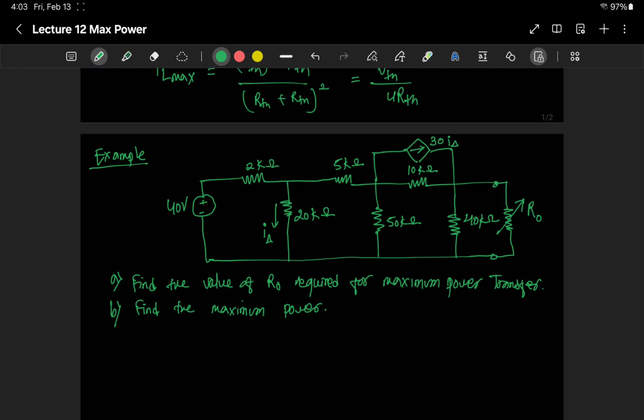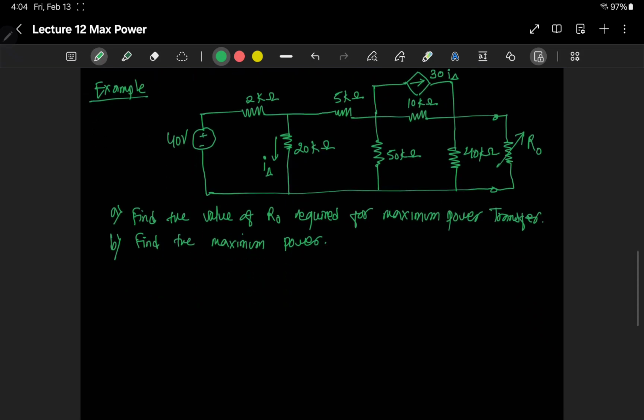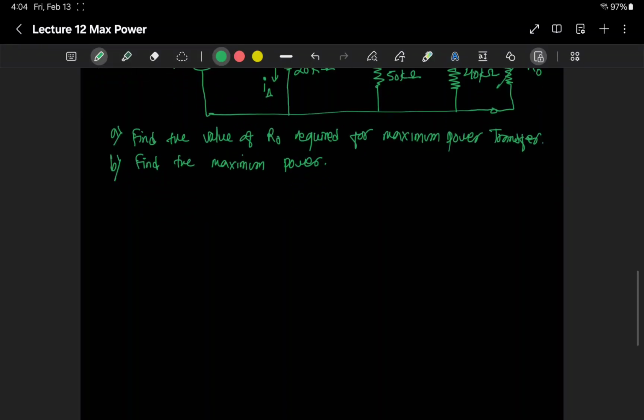how to make the Thevenin equivalent by finding the Thevenin equivalent voltage and resistance. So once we find that, the only thing we need to do is put these values into this formula and get the PL max, and R naught is basically RTH. So let's do that.